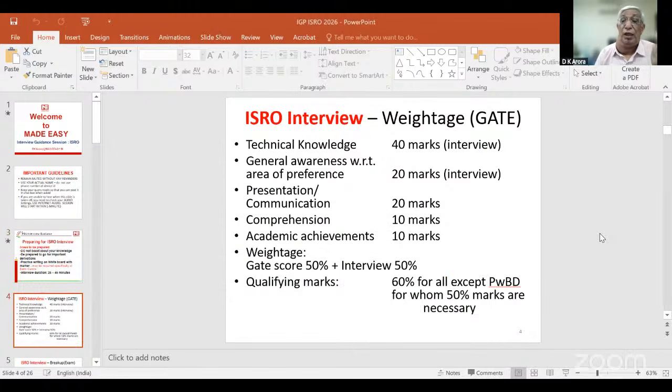Weightage is something which I was talking about. On a 100 marks scale, 40 marks are for the technical knowledge, 20 marks are general awareness with respect to area of preference. Now here area of preference obviously refers to your branch. Presentation and communication skills 20 marks.